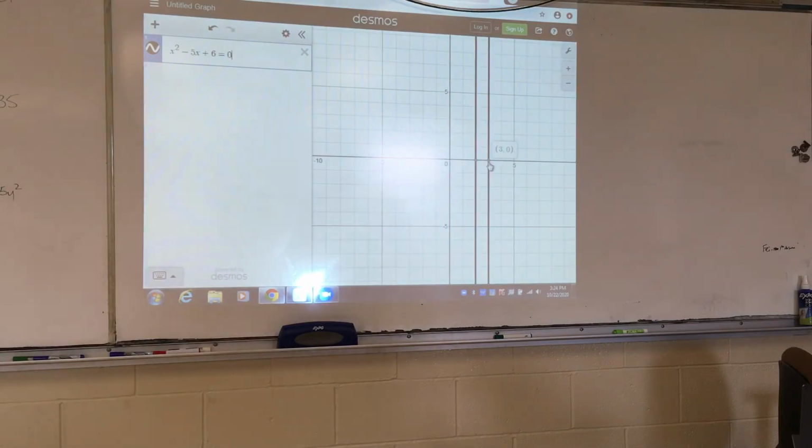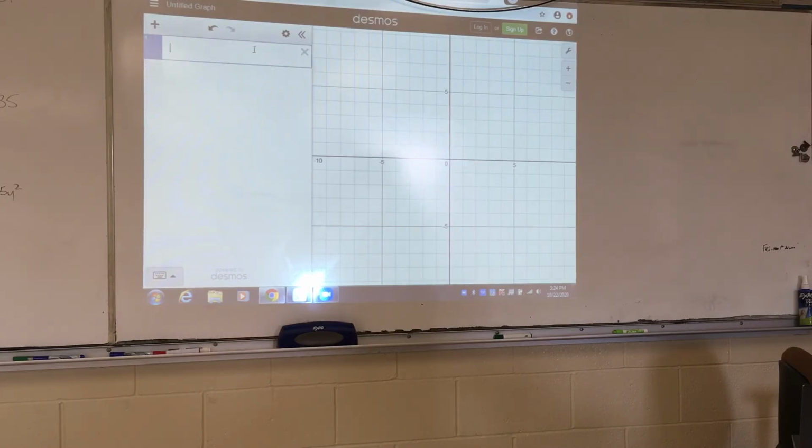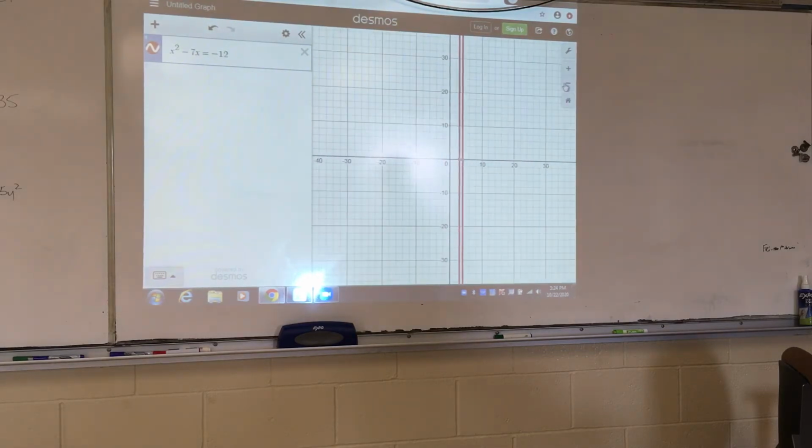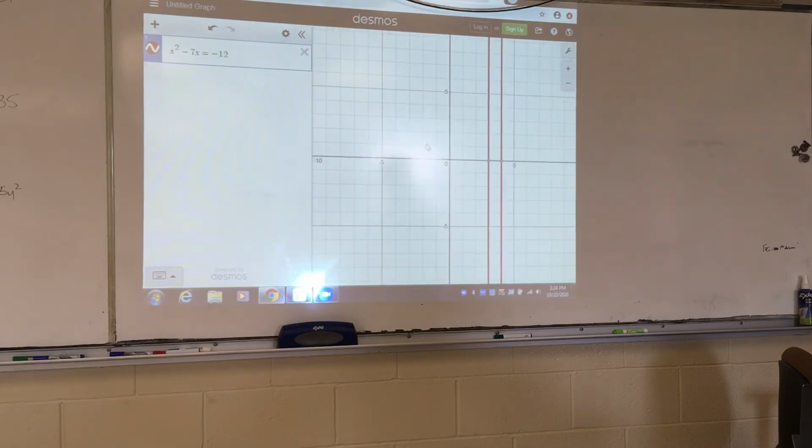Okay? The second equation says what are the roots? Roots again means where it crosses the x-axis. So we're just going to put that equation in. x squared minus 7x equals negative 12. So here, I'm going to come here, that is 3 and that is 4. Be sure if you don't see it that you zoom out. Everybody know how to zoom out? We see it here, but I'm just saying in another problem, we might have to.